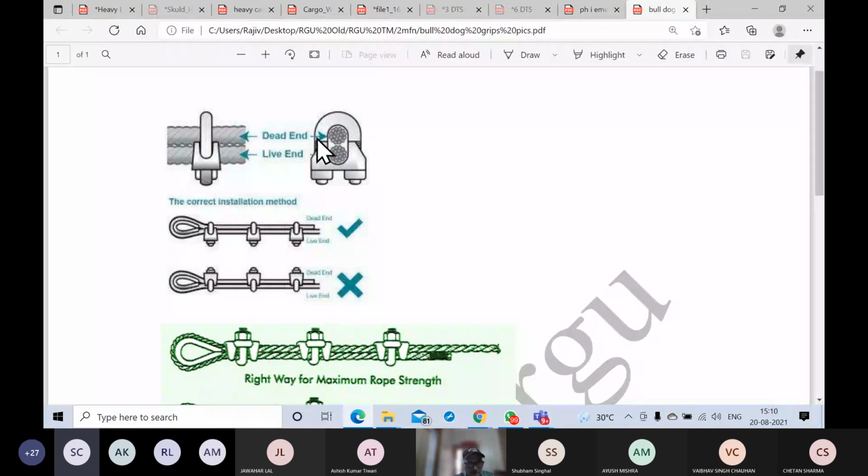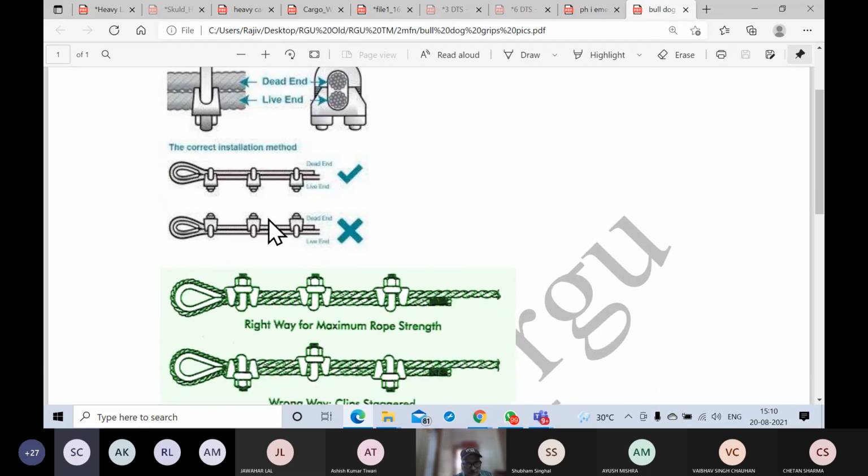The U-bolt comes on the dead end, and the saddle comes on the live end. The clamp comes on the dead end, and the saddle goes on the live end. This ensures maximum rope strength for the use of bulldog grips. The purpose is the same; you have made the eye using bulldog grips. You can also make the eye by making an eye splice, but its strength will be less. So recommended is to use the bulldog grip.